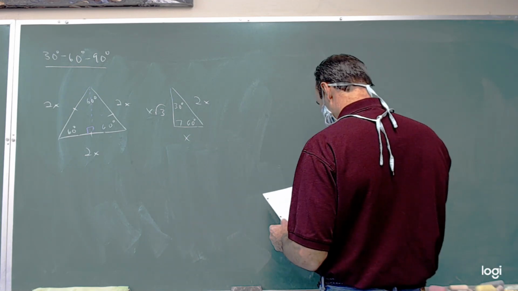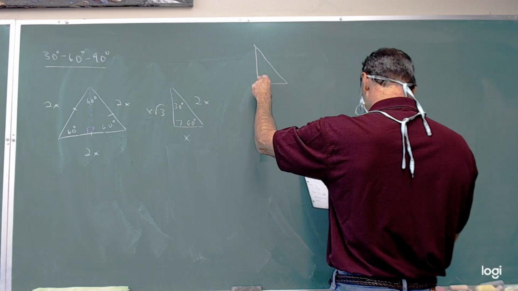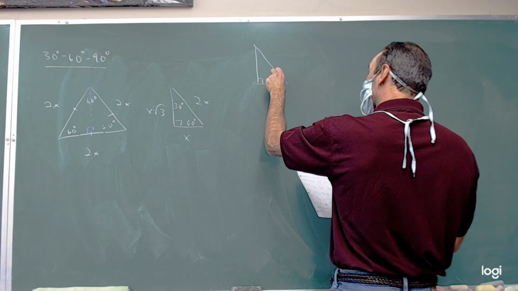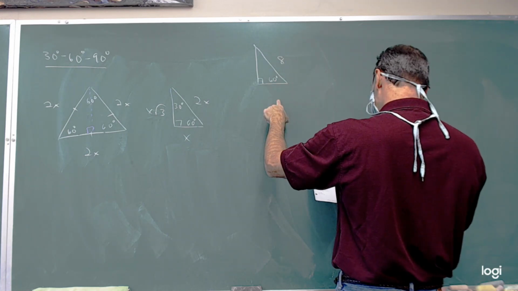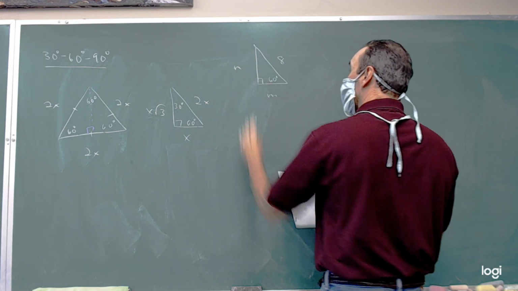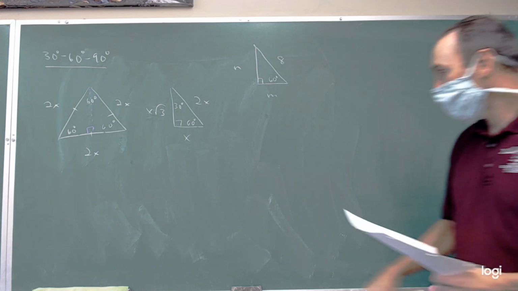Like, suppose we have a right triangle here, and we know that this angle is 60 degrees, and we know that this side is 8, and now I can ask you what is m and n both. And so I'll give you a moment to solve that.